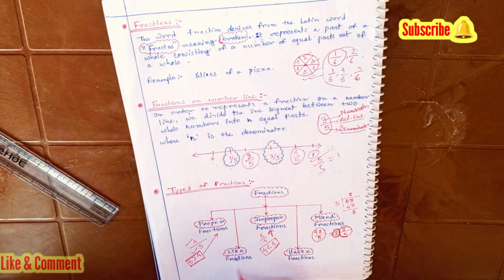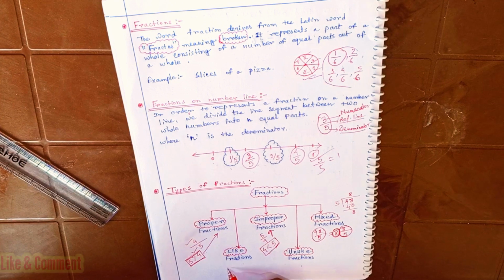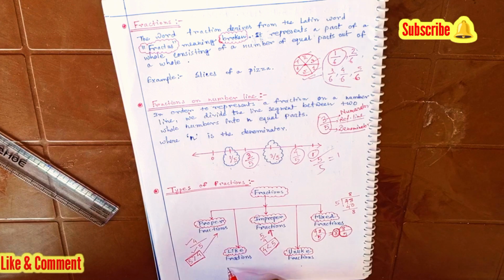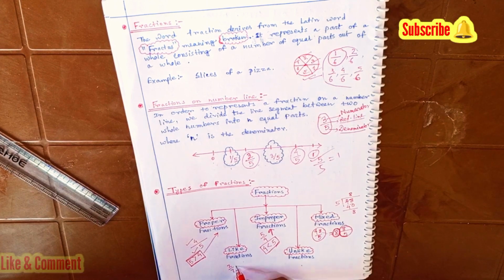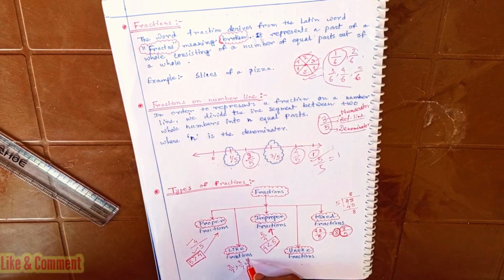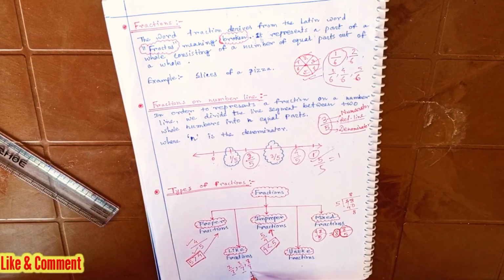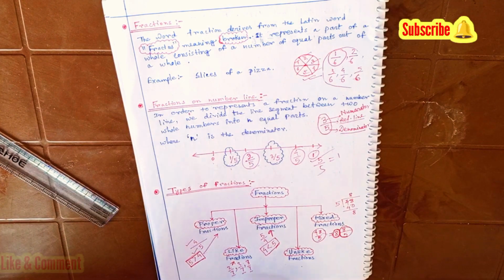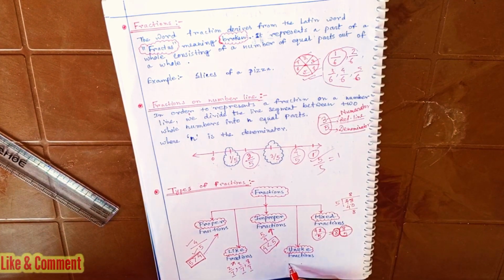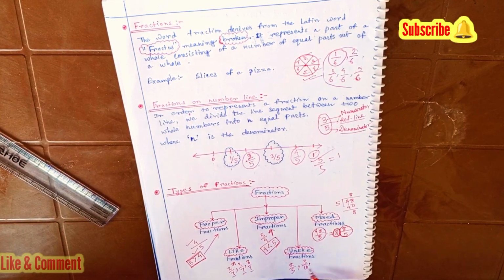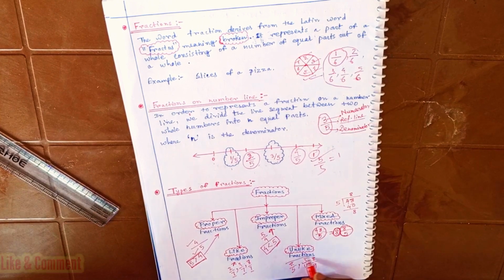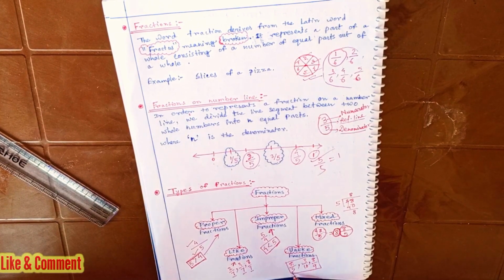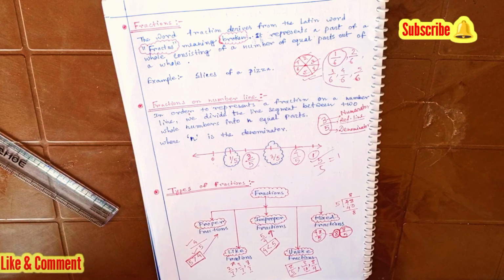Like fraction is where the denominator is the same and the numerators are different. That means 2 by 7, 3 by 7, 8 by 7, where the denominators are all the same. That's the condition for like fraction. And unlike fraction, the opposite of the like, means the denominators are different. That is 2 by 5, 3 by 10, 8 by 9. Those are the unlike fractions, where all the denominators are different.